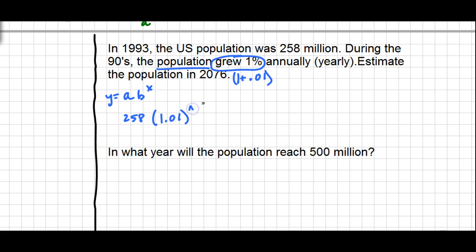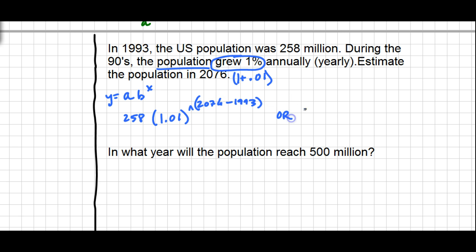And then we're going to raise to the time, and the time is indicated by the years subtracted. So we want 2076 minus the 1993, which was the starting date. Make sure you subtract before you calculate there.